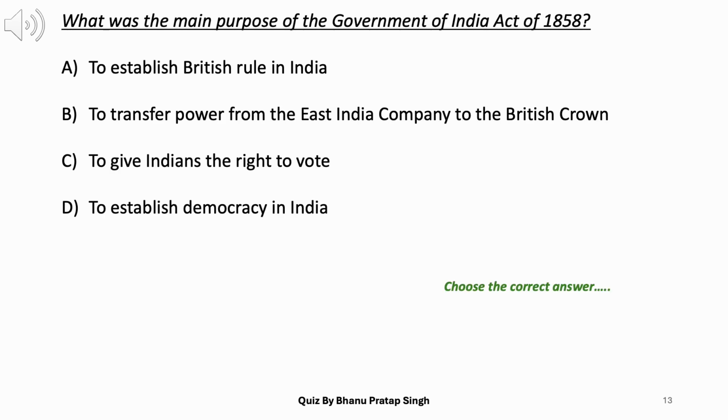13. What was the main purpose of the Government of India Act of 1858? A. To establish British rule in India. B. To transfer power from the East India Company to the British Crown. C. To give Indians the right to vote. D. To establish democracy in India.